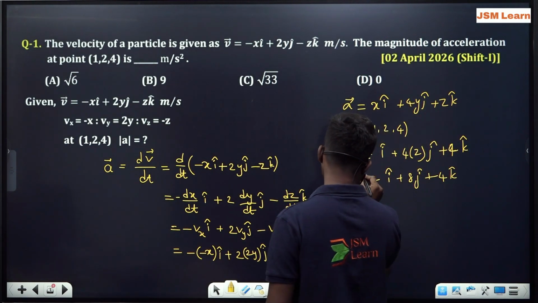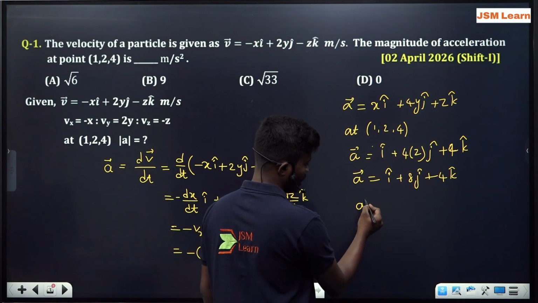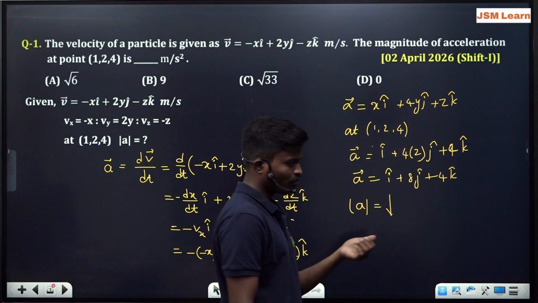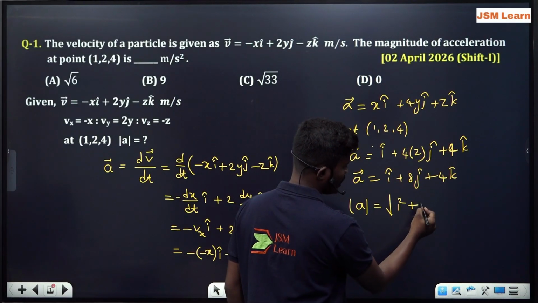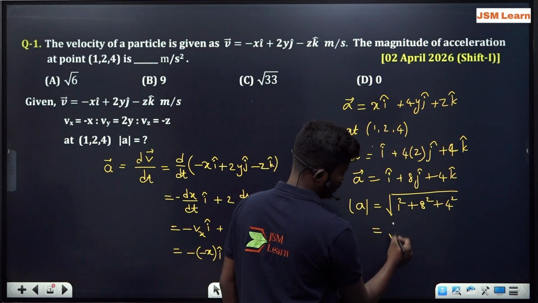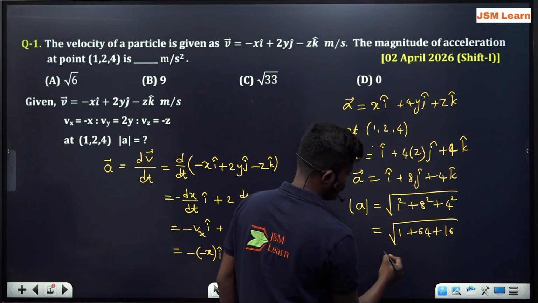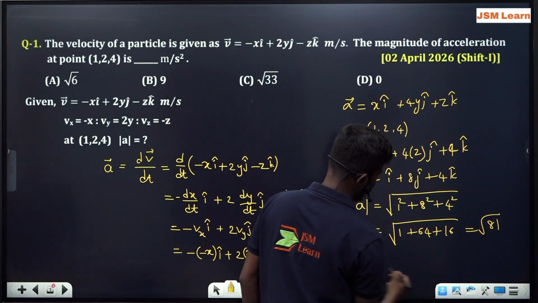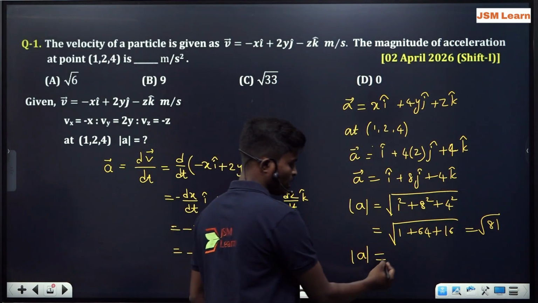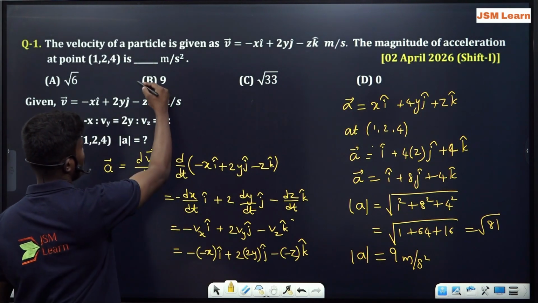Now he is asking for the magnitude at this point. To find the magnitude, what is the formula, sir? A magnitude is equal to under root x square + y square + z square. So we can take here 1 square + 8 square + 4 square, which is under root 1 + 64 + 16, which is equal to root 81. So the answer for the magnitude of acceleration at point (1, 2, 4) is 9 meter per second square. So from the options, option B is correct.